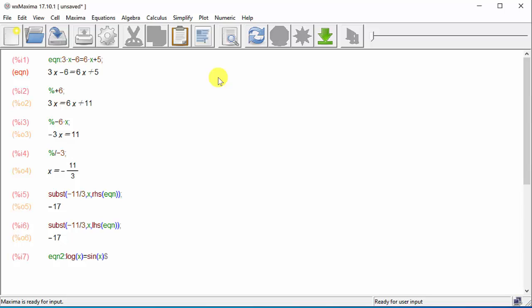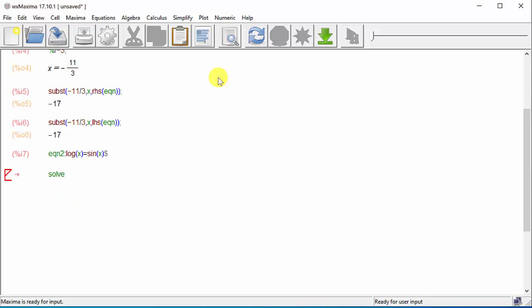I put a dollar sign. I didn't want any output. So now let's solve. We're going to use the solve command, and I want to solve equation 2 for what variable? For x. And I'm going to put a semicolon, shift enter, and look what it does. It just tells me sine x equal log x. So it can't solve it.